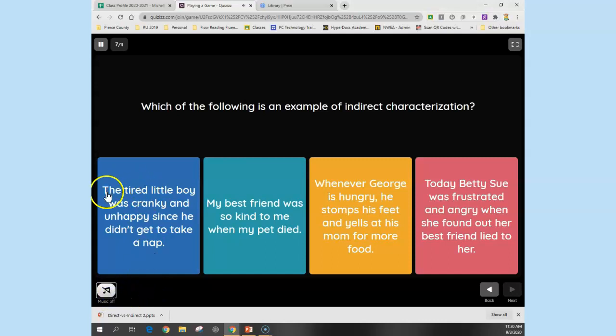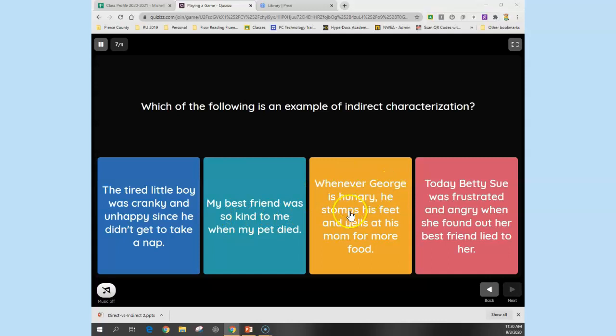All right. The tired little boy was cranky and unhappy since he didn't get to take a nap. I have the words tired, cranky, and unhappy. I have three adjectives telling me what the little boy is like. I don't have to guess. The author gave me three adjectives. So that is not indirect. That's direct characterization. My best friend was so kind to me when my pet died. I don't have to guess what the friend is like because the author tells me that she's kind. I've been given the adjective. Therefore, that is not indirect characterization. That's direct. I've been told directly.